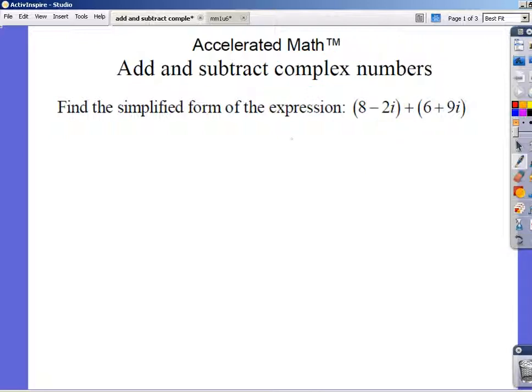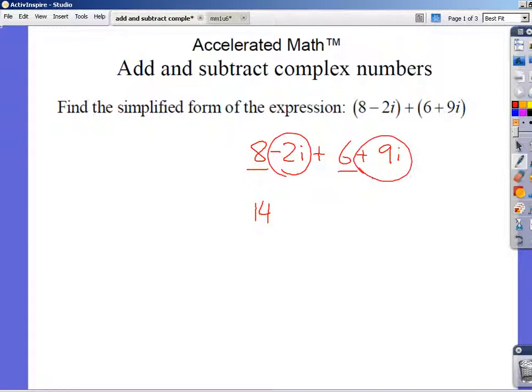So I'm going to rewrite this by dropping the parentheses, 8 minus 2i plus 6 plus 9i, and then in combining like terms, I like to underline something that these two are alike, and maybe do something else for the other ones, just making sure I get the sign in front of it. Negative 2i and positive 9i, that's plus 7i. And that's my final answer. I can't combine those. They're not like terms.